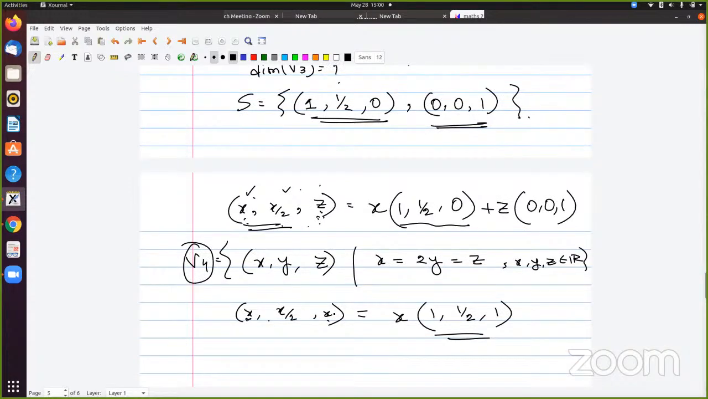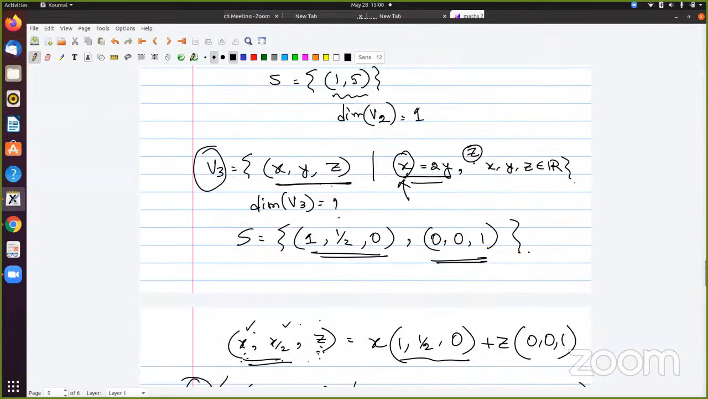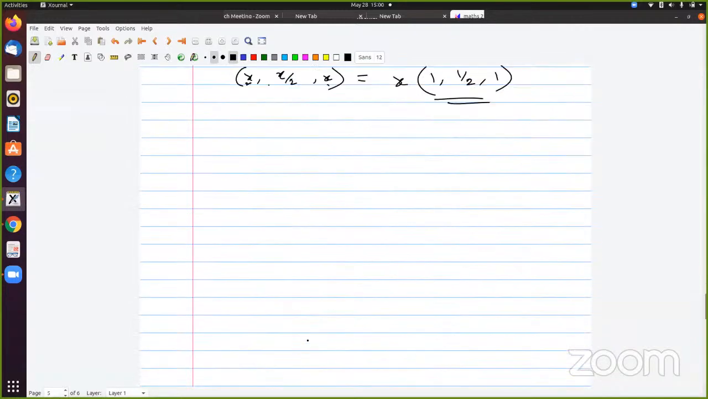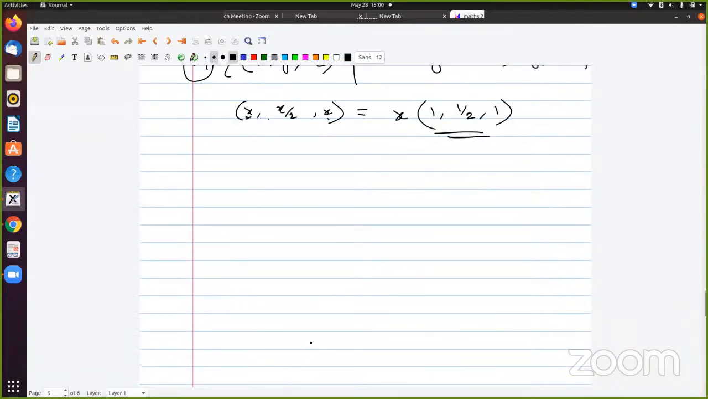Okay, got it. We can find the dimension only for a vector space or subspace. Otherwise, dimension doesn't make any sense. Okay, sir. Thanks. Okay, clear? Yes, sir. Clear. Okay, so let's see V5.